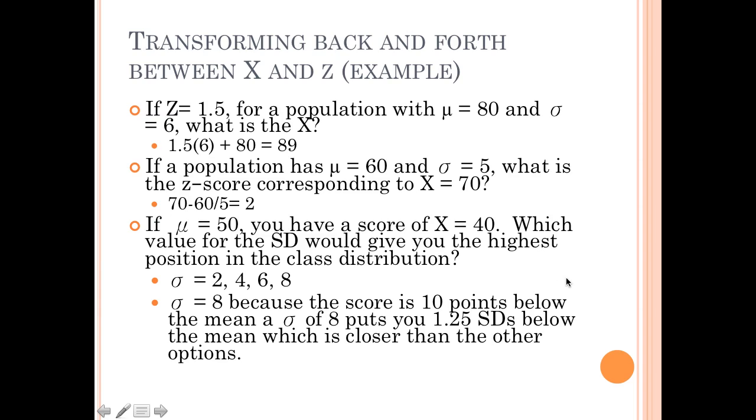So by highest, you mean the closest to the mean? Exactly. So you'd want the lowest standard deviation. Okay. Yeah, exactly.